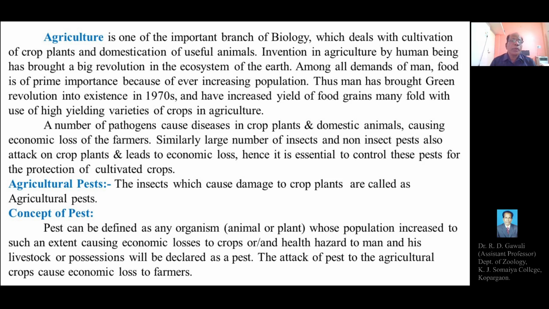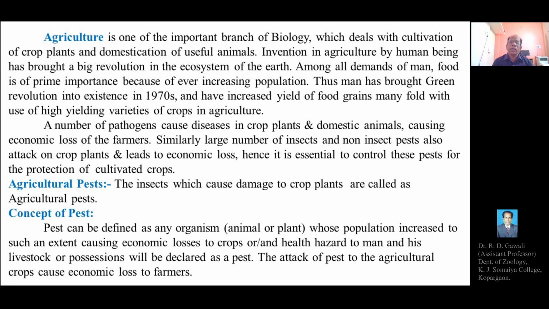Then regarding the concept of pest, the definition of pest. A pest can be defined as any organism, including animals or plants, whose population increases to such an extent as to cause economic loss to the crops or cause health hazard to man and his domestic animals or livestock or possessions, will be declared a pest.